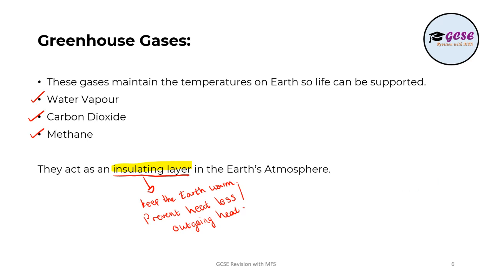So to summarize from this slide, the greenhouse gases maintain the Earth's temperature. Examples include water vapor, carbon dioxide, and methane. The overall aim of these greenhouse gases is to act as an insulating layer in the Earth's atmosphere. So they keep the Earth warm, in other words. They prevent heat loss or outgoing heat.